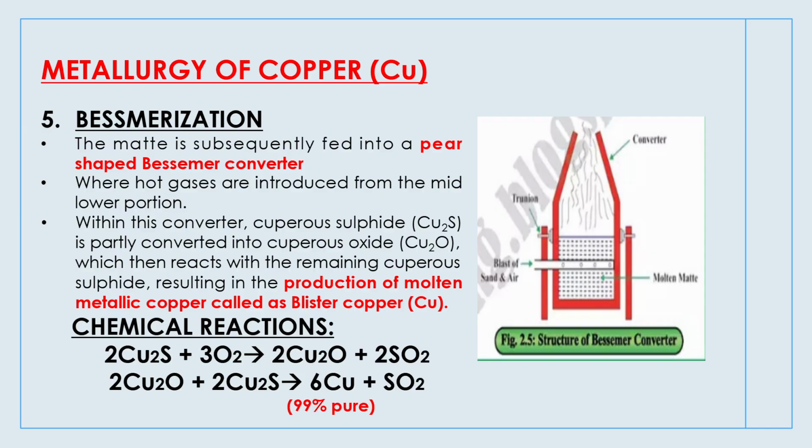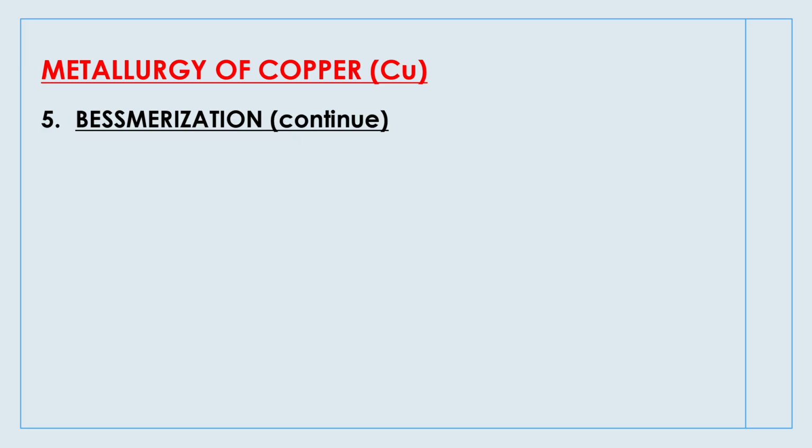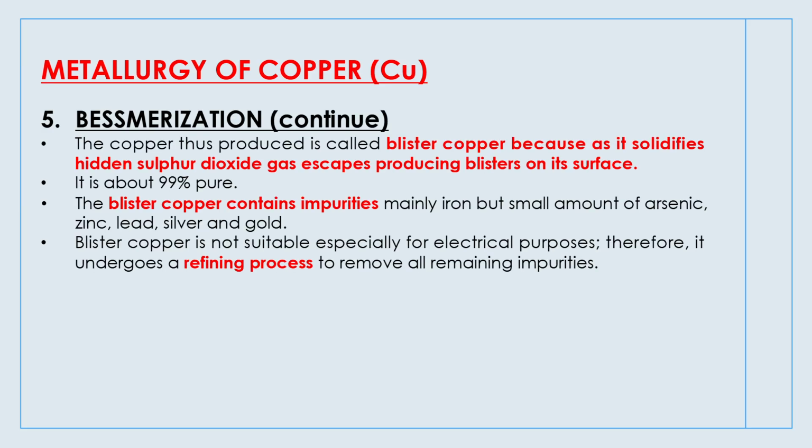Now the chemical reactions that are involved: reaction of the copper sulfide with oxygen to form copper oxide and sulfur dioxide gas, and this on further reaction gives you blister copper that is 99% pure. Further, this blister copper will be solidified and the sulfur dioxide gas will escape through the system. As the blister copper still contains a few impurities in the form of iron, arsenic or other elements, it is not suitable for electrical purposes.